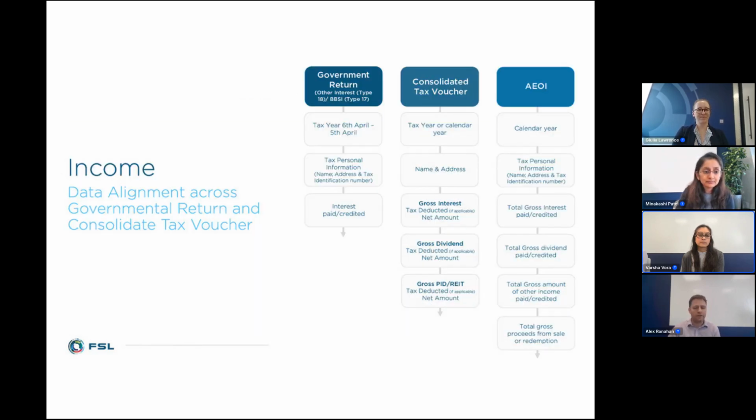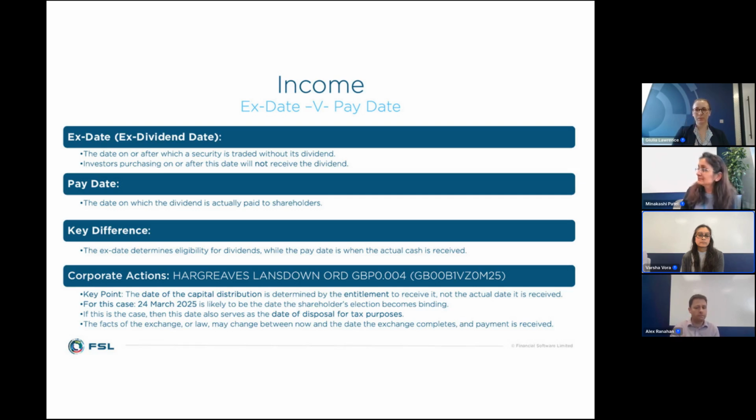Just to amend it, I think you've written it right, but just to clarify, for a capital distribution it's the date of entitlement or receipt, but for this particular one, what we're saying is the 24th of March, because that was the date when the shareholder became entitled to it. That would be the date of disposal when you're looking at a capital distribution. So make sure that you're looking at it carefully for your current year reporting.